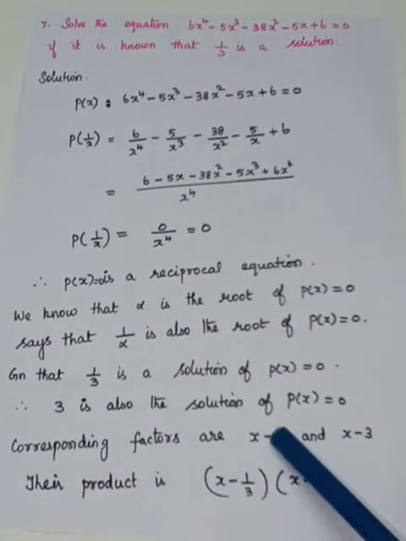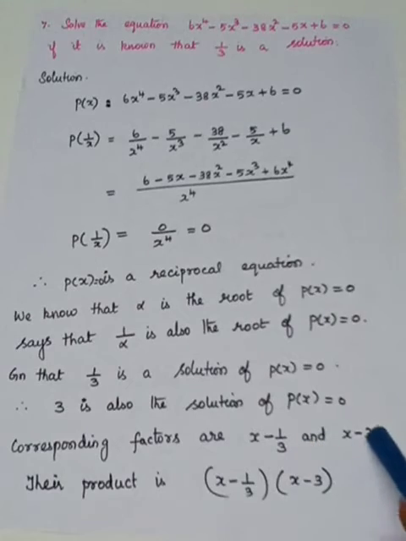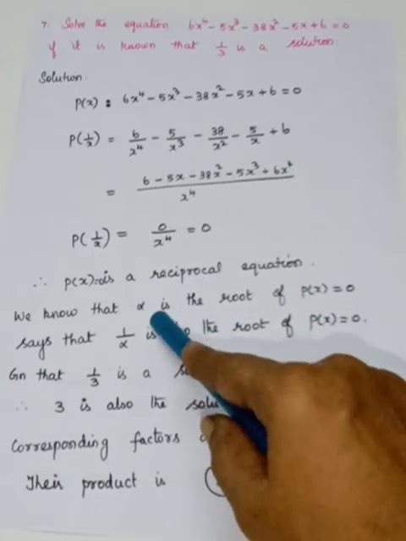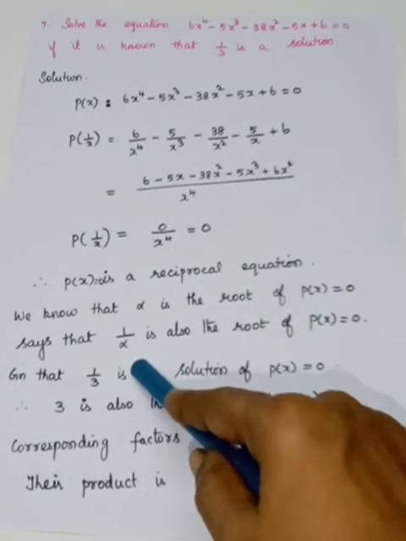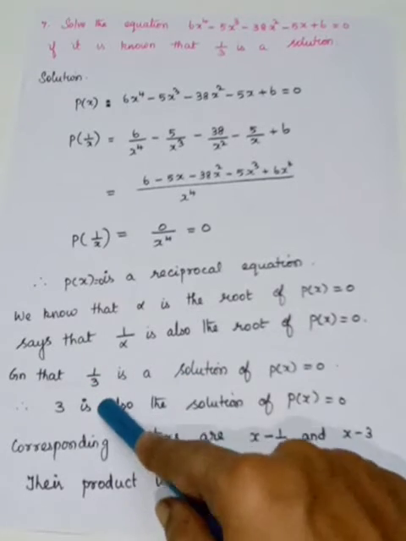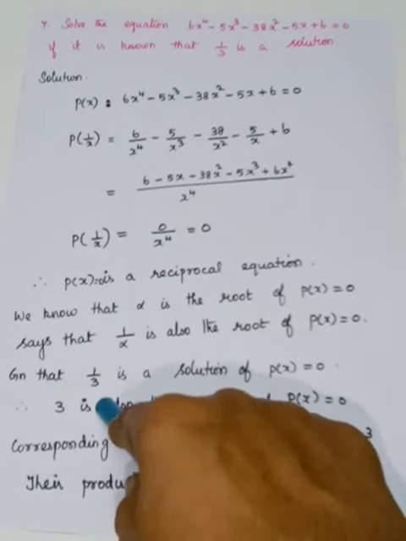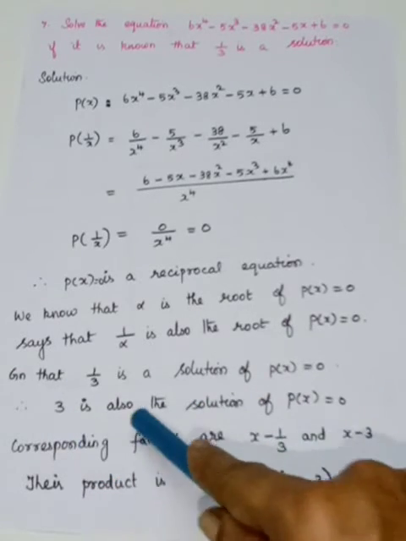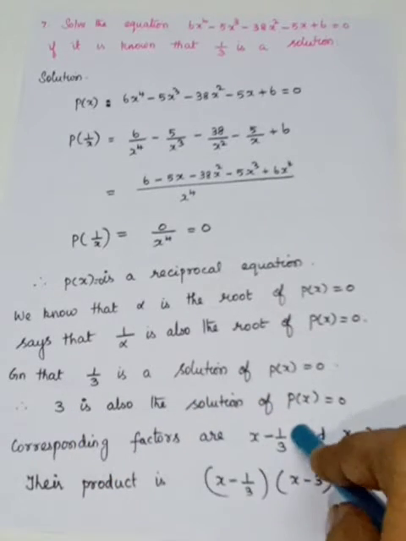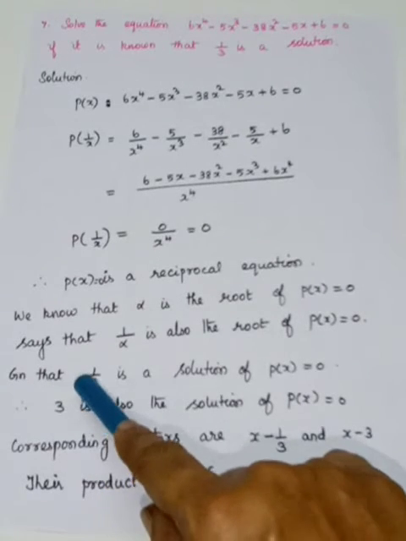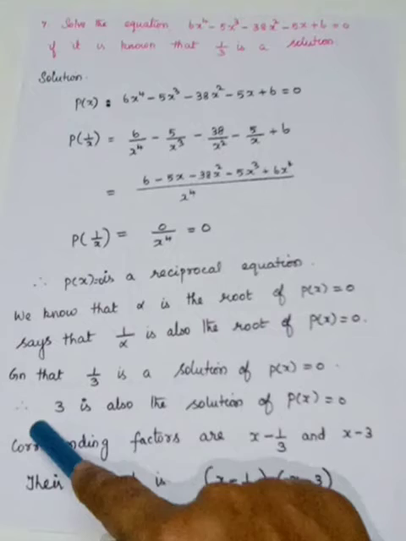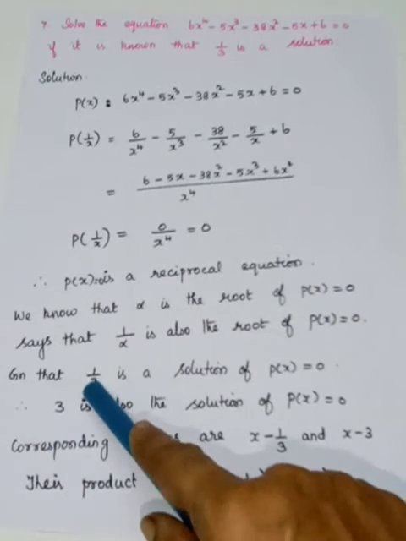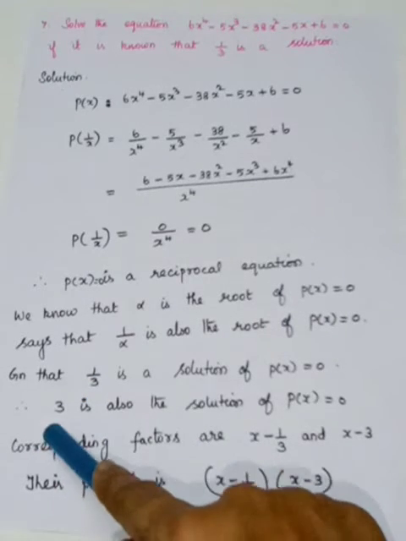So 3 is also the solution of P of x equal to 0. If alpha is a root, then 1 by alpha, its reciprocal, is also a root. Therefore 1 by 3 is a solution of this polynomial. Because it is a reciprocal equation, 3 is also a solution of P of x equal to 0. Here you have two solutions: x is equal to 1 by 3 and x is equal to 3. So the factors are x minus 1 by 3 and x minus 3.